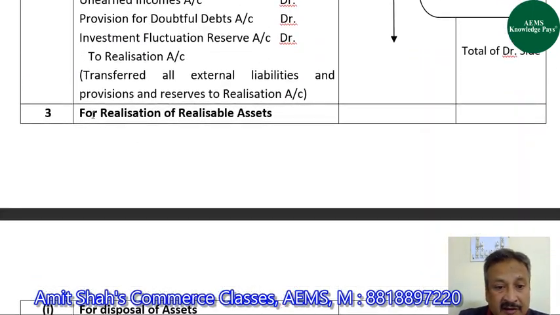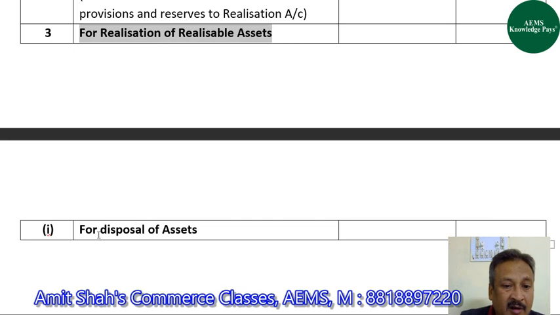And this is how guys, there may be three different steps for realization of realizable assets. One, for those assets which are actually disposed of in the market. One, for those assets which are given to external liabilities for their claims. And one, for those assets which are given to partners against their capital claim, against their claim of capital. Am I clear?